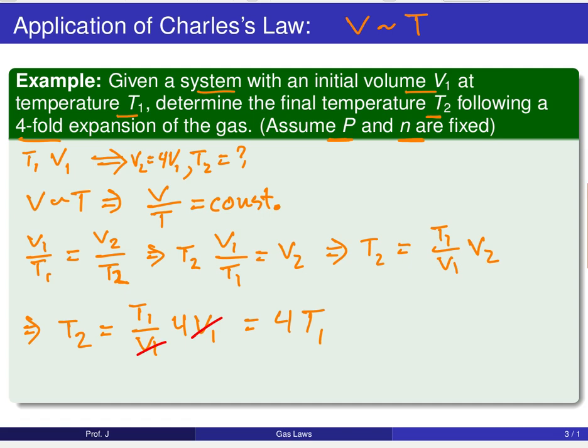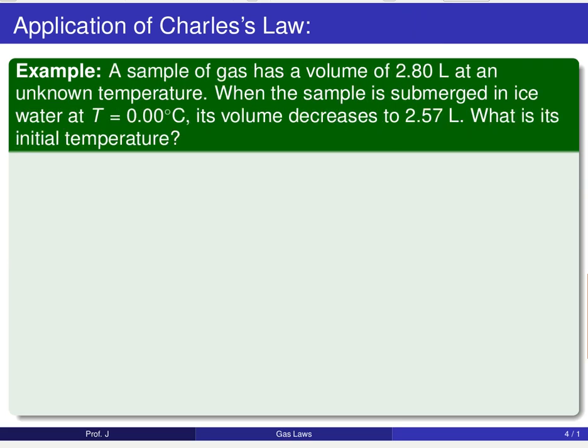In other words, in order for that gas to expand fourfold, the temperature must increase fourfold, under the conditions of constant pressure and amount. So that just goes back to our direct proportionality that we saw in the previous plot. Now what I'd like to do is go through another quantitative example.